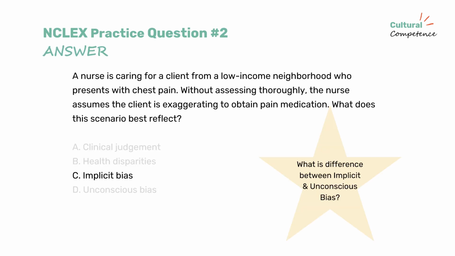The answer is implicit bias. What is the difference between implicit and unconscious bias? Unconscious is where you don't have the awareness or intent. It just occurs automatically. That's why it's important for us to be self-aware. Whereas implicit bias is you are personally aware of the bias that is present within yourself.